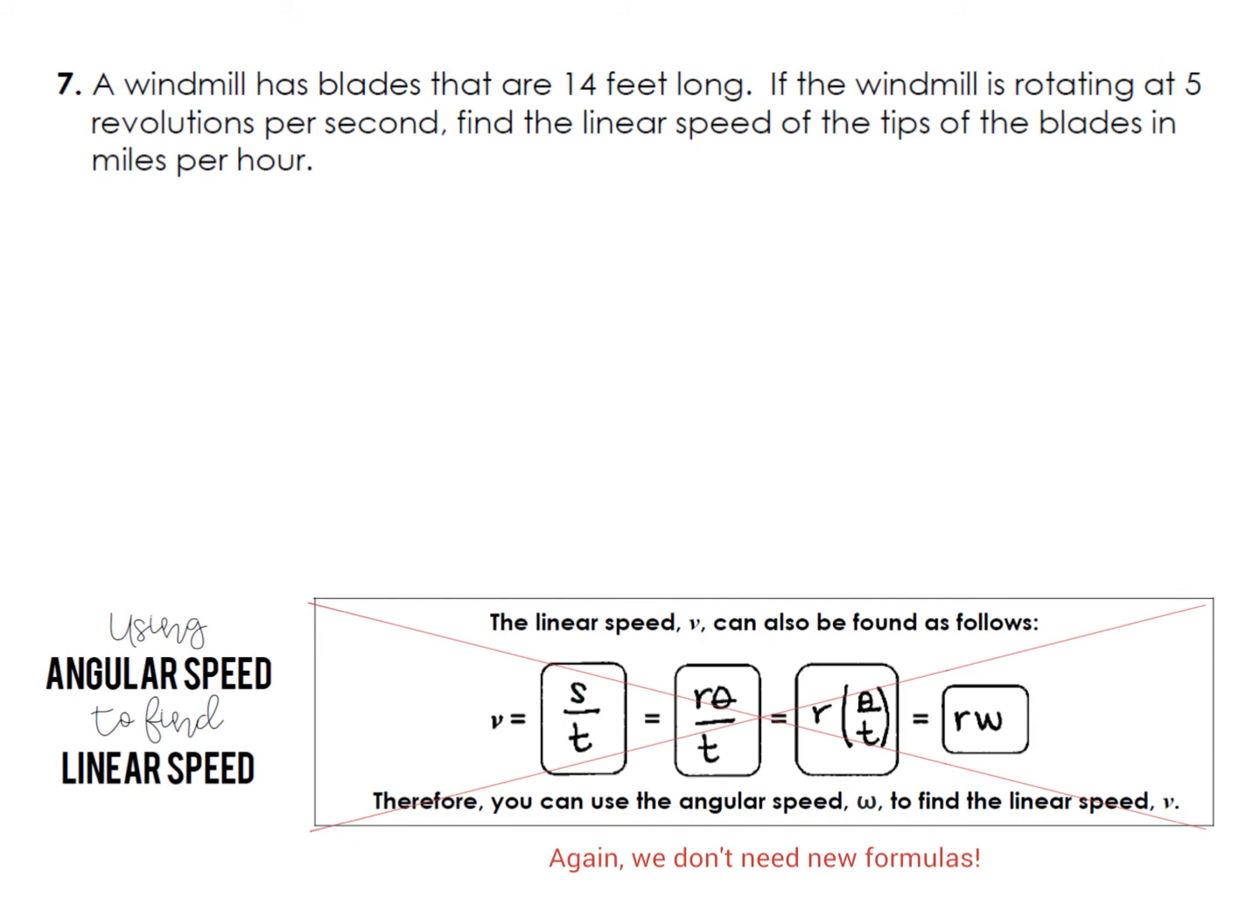And then in number 7, a windmill has blades that are 14 feet long. The blades of the windmill are actually the radius of the windmill. Right, the blades attached to the center. If the windmill is rotating at 5 revolutions per second, we want to find the linear speed of the tips of the blades in miles per hour. So if I want to end up in miles per hour, and I'm starting in revolutions per second, I have my 5 revolutions in 1 second.